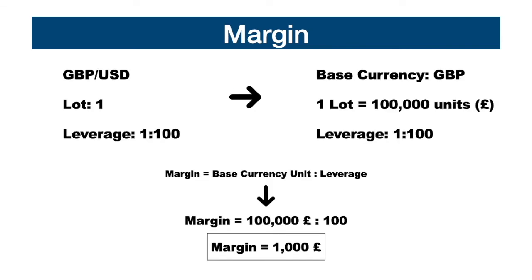Let's now calculate the margin for a long position of 1 lot on pound US dollar, having a leverage of 1 to 100. The base currency is the pound. The unit is 1 lot. 1 lot is equal to 100,000 units. This means that the base currency unit is 100,000 pounds. The leverage in this case is 100. So 100,000 pounds, divided by 100, equals to 1,000. This means that you are required to have 1,000 pounds in order to open one lot on pound US dollar, with a leverage of 1 to 100.